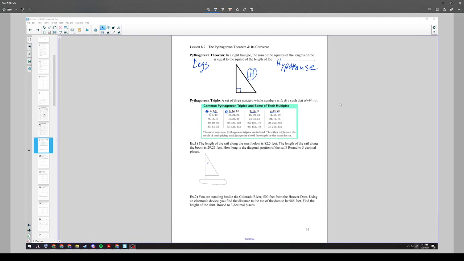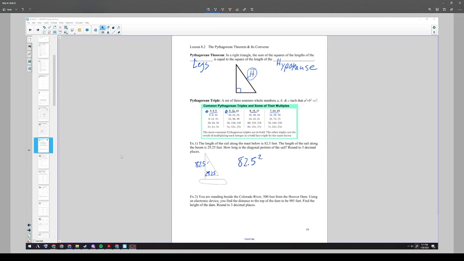Okay, so an example problem for Pythagorean theorem. It says the length of the sail along the mast is 82.5 feet. The mast goes this way. If you don't know that, it doesn't matter, because we just need our two leg lengths. If I reverse them and put the 82.5 here and the 29.25 here, I would still get the exact same hypotenuse value.